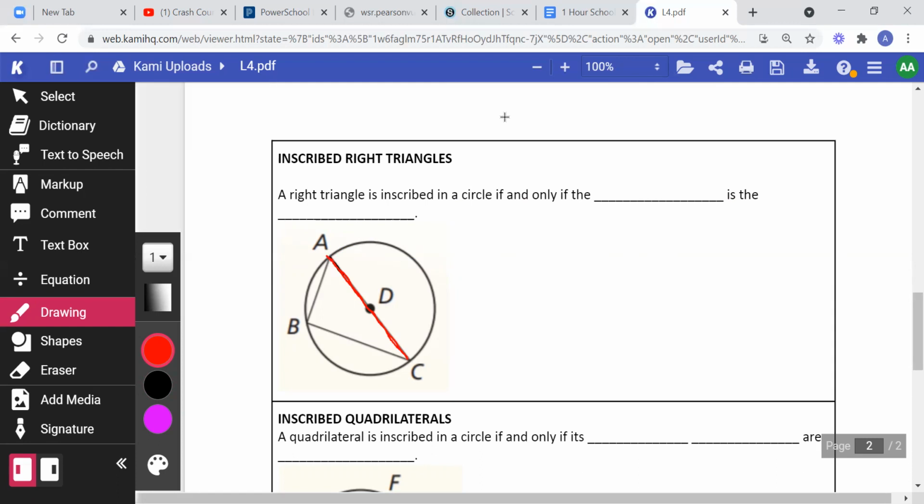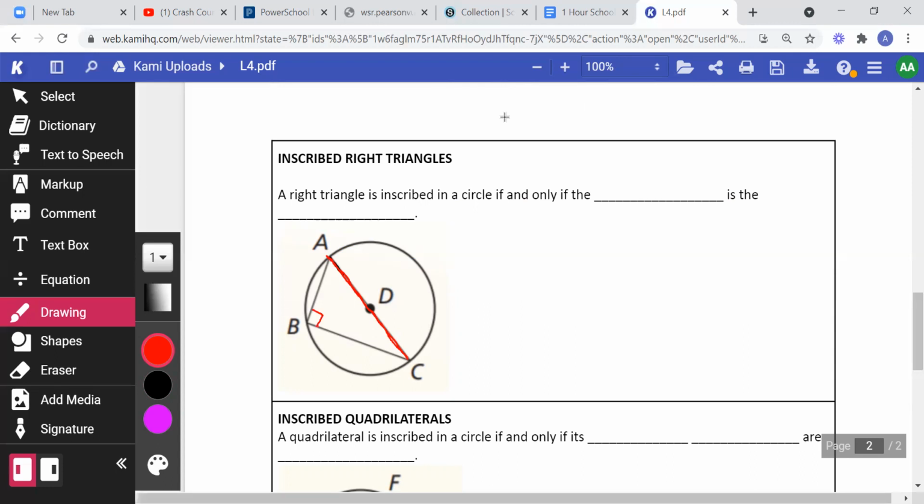So here, as you can see, the diameter. If you have an inscribed triangle and the diameter is part of the triangle, that means that triangle is going to be a right triangle, okay? Always keep it at the back of your mind that whenever you have an inscribed triangle such that one side is the diameter, then that triangle is definitely a right triangle, okay? So this angle here is definitely going to be right.